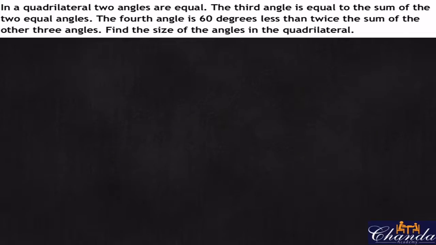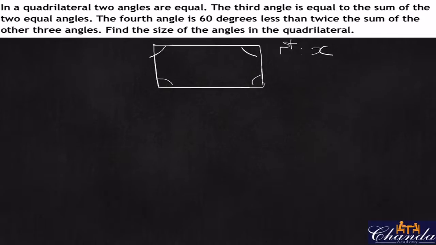Okay, so let's just quickly draw it out. Now, I'm going to draw a rectangular-like shape, but it's just a quadrilateral, and we'll pretend that these are not 90 degrees, and these are actually whatever has been given in the question. So first let's list out the values. The first angle, let's call it x. The second angle, as the question says, the first two angles are equal to each other, so the second can be x as well.